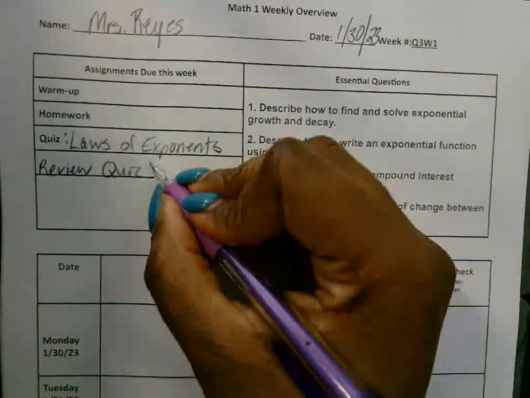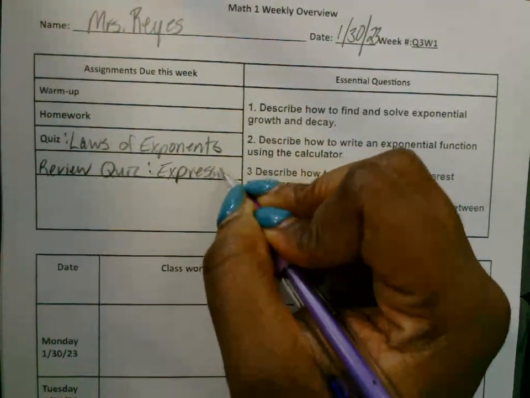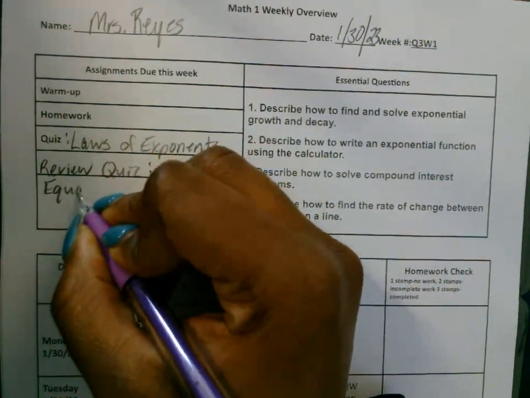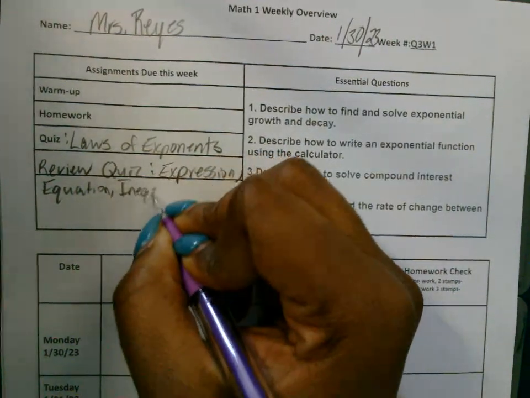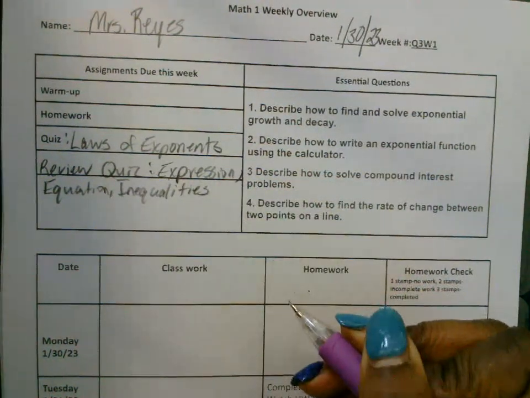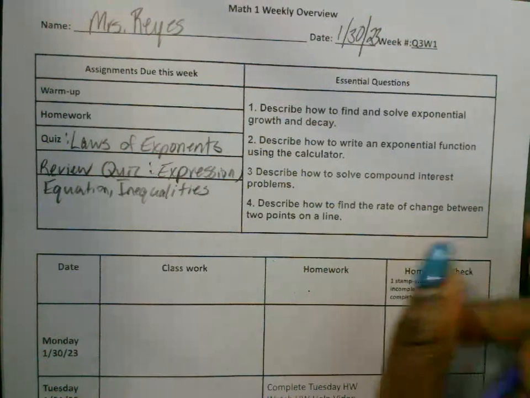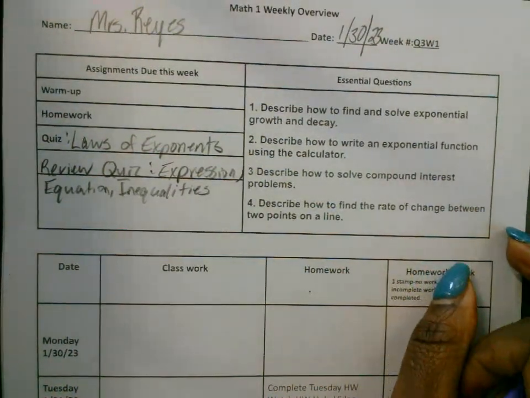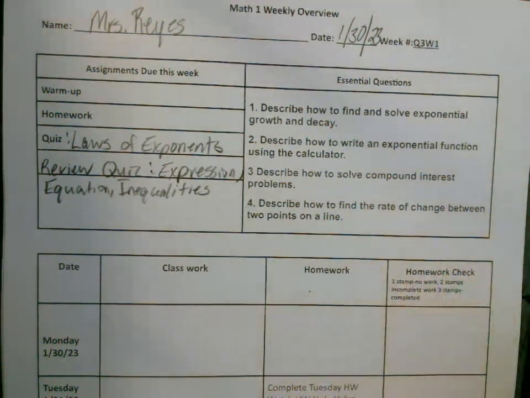Your review quiz this week is going to be on expressions, equations, and inequalities, all of which is in your homework packet so that you can go back over these things, okay? If you don't have notes from that, if you've lost notes, you shouldn't have because you have your interactive notebook, then you need to make sure that you view the notes that are on Canvas.